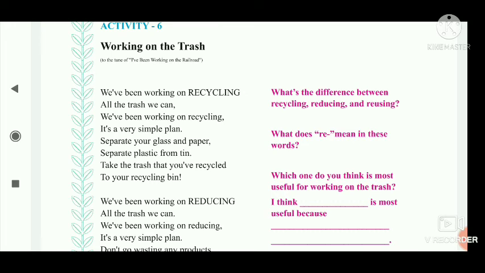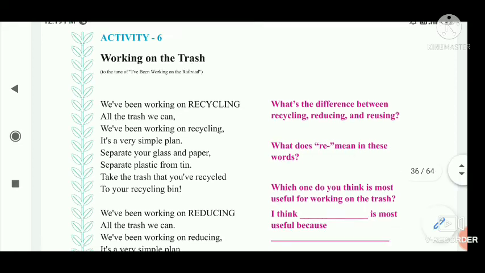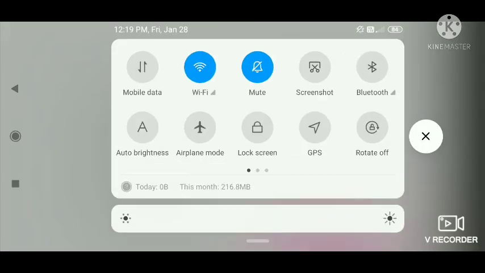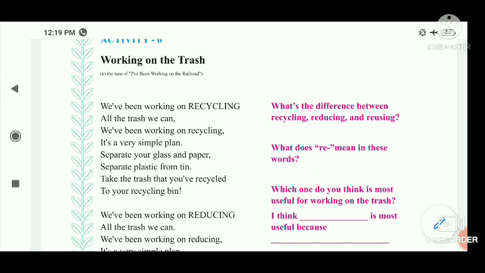We have working on recycling. All the trash we have been working on recycling is a very simple plan. Separate your glass and paper. Separate the plastic from tin. Take the trash that you have recycled to your recycling bin.